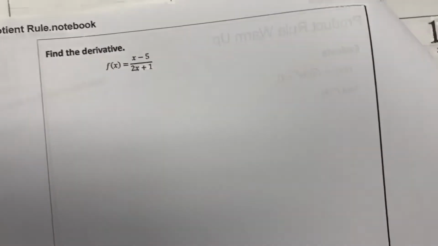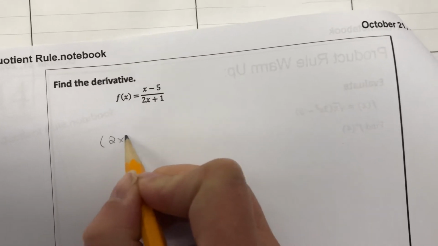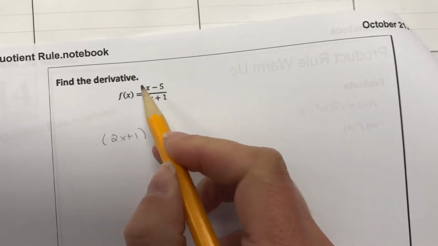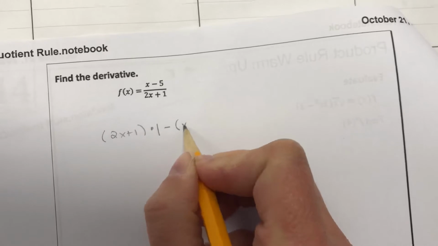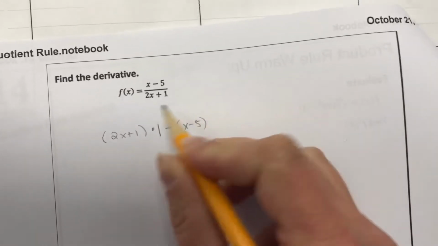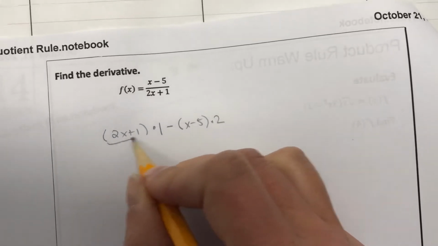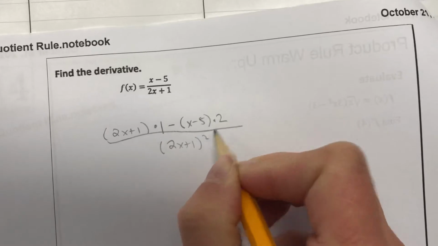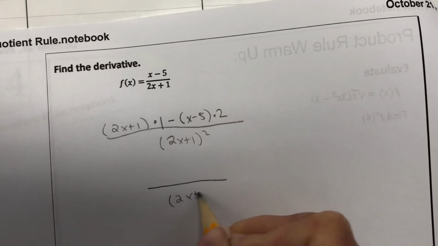To take the derivative of this, you do the bottom function times the derivative of the top. Here, the derivative of the top is just 1, minus top times the derivative of the bottom. So that's just 2, all over the bottom squared. You don't have to simplify the bottom, you can just leave it like that.